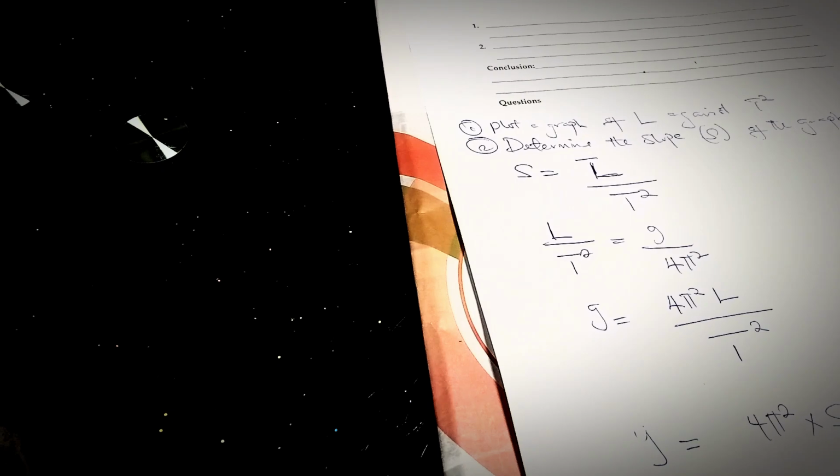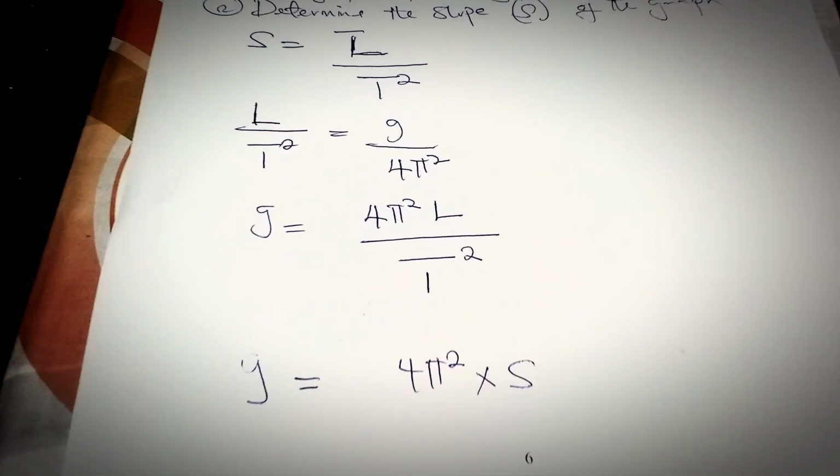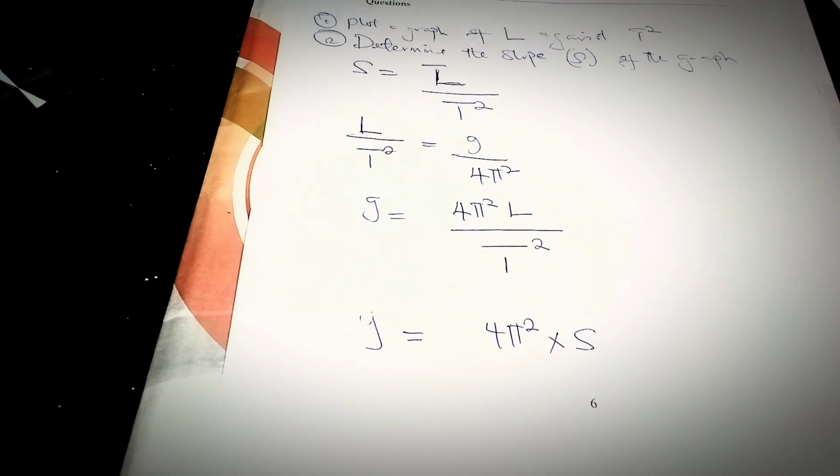our g is equal to 4 pi square multiplied by our slope. 4 pi squared multiplied by our slope. So this is what it will give us. Our g is going to be 4 pi square multiplied by the slope.